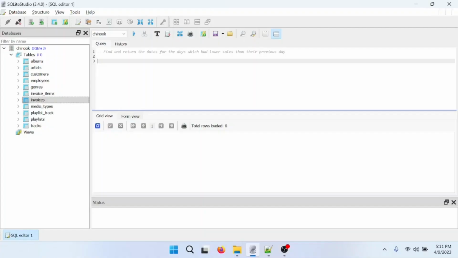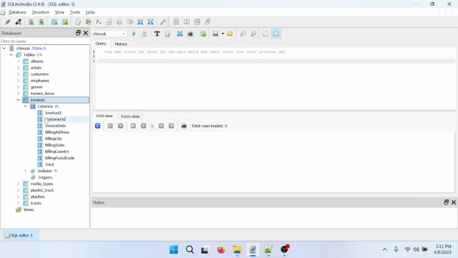Today we are going to solve the question: find and return the dates for the days which had lower sales than the previous day. So for this, again we will be using the invoices, and we'll use the CTE and window functions. So first, let's build our CTEs.